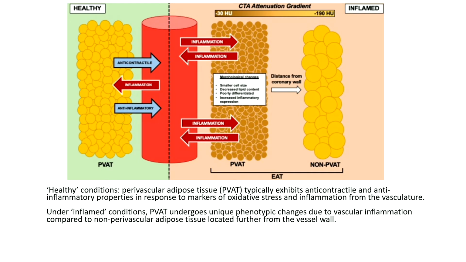So under inflamed conditions, when we go to the right, these big cells become small cells. Under inflamed conditions, the PVAT undergoes unique phenotypic changes due to vascular inflammation. And the hope is that if we come with these smart drugs, we can interfere in this process. But then we need something to show it to us. So that's where the imaging comes in. So under inflamed conditions, this PVAT undergoes unique phenotypic changes due to the vascular inflammation compared to non-perivascular adipose tissue located away from the vessel wall.